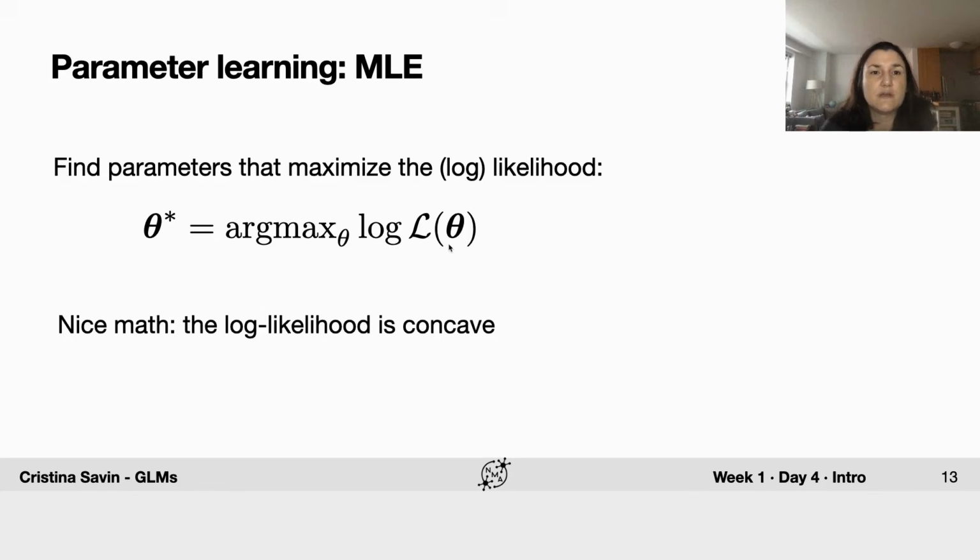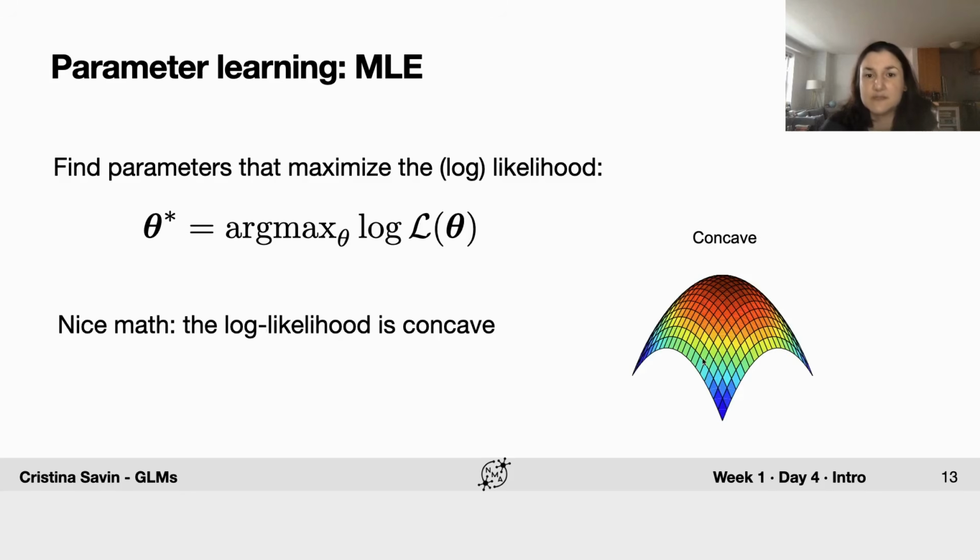Okay? So in particular for the generalized linear models, this optimization has a nice mathematical form because the log likelihood is concave. So it looks something like this. That means that there exists a single global optimum at the top of this hill. Okay, the existence of a unique optimum doesn't mean that we can write this in closed form. In fact, more often than not, we need to rely on numerical optimization to find it.